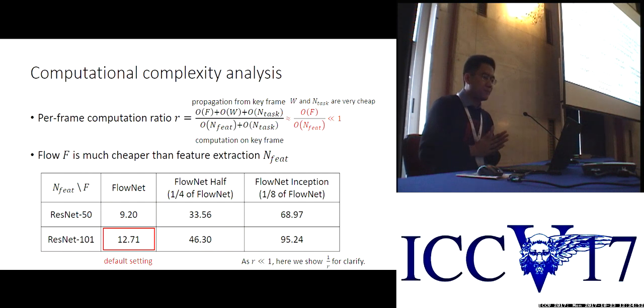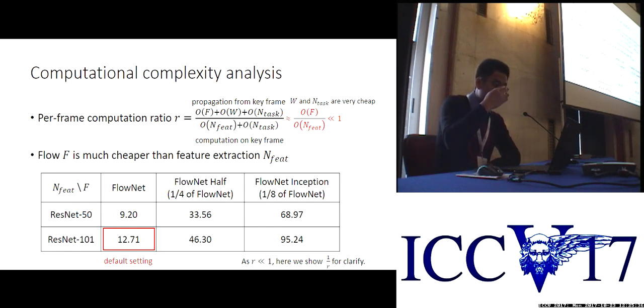For each long key frame duration, the computational cost ratio of the proposed approach and the per-frame baseline is as shown here. As the warping operation and the task-specific network can be computed very cheaply, the ratio can be approximated by the computational ratio of the flow network versus the feature extraction network. As we can see from the bottom table, the flow network is much cheaper than the feature extraction network. For example, the original FlowNet Simple network's computation is just 1 out of 12 compared to ResNet-101. And this is also our default setting in our experiments.